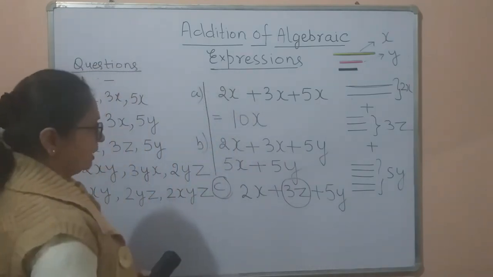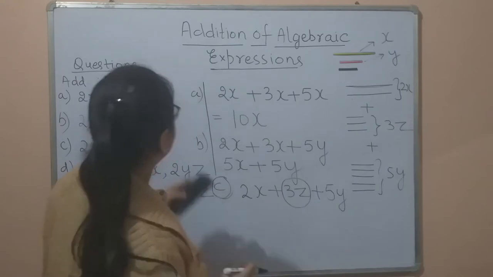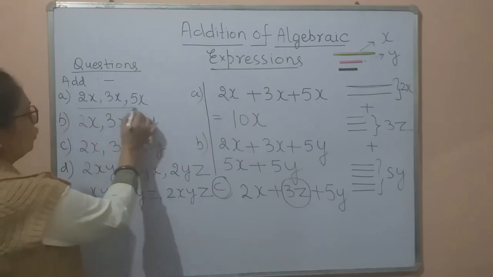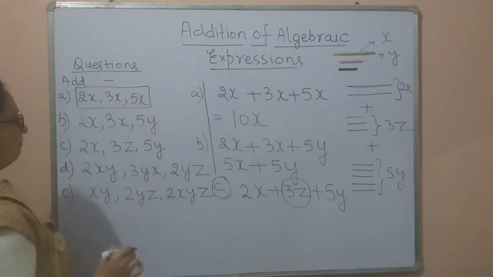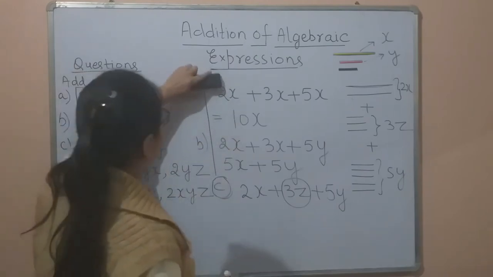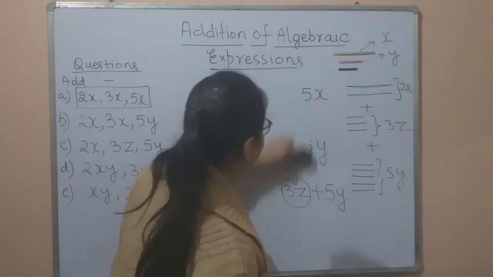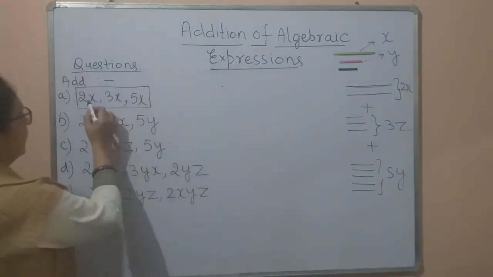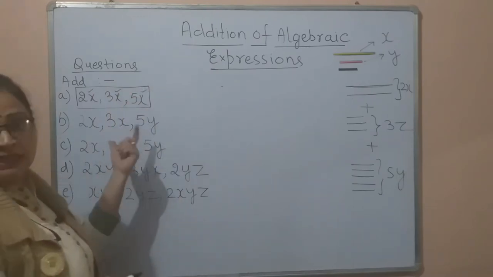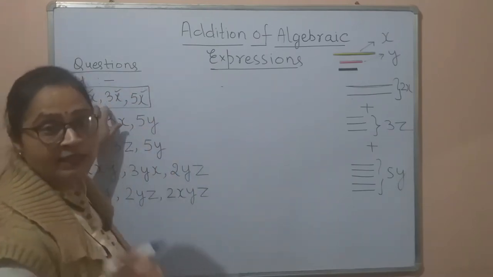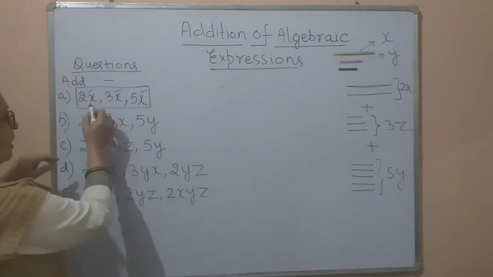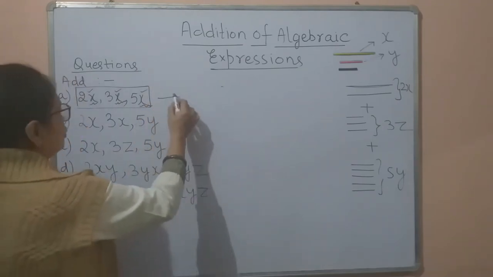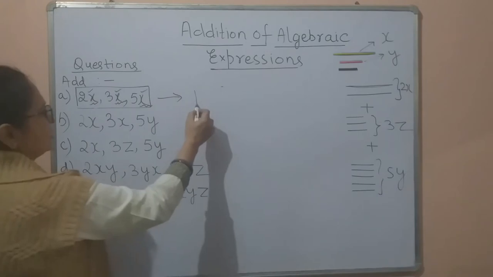Now see what we have understood from these three questions. If you see the first question, part A, we have already studied like terms, and if they are like terms, they can be added. They are all like terms. Like terms means their algebraic factor should be the same. The algebraic factor in the first one is x, in the second it is x, and in the third also it is x. So the total becomes 5 plus 3 plus 2, which is 10x.